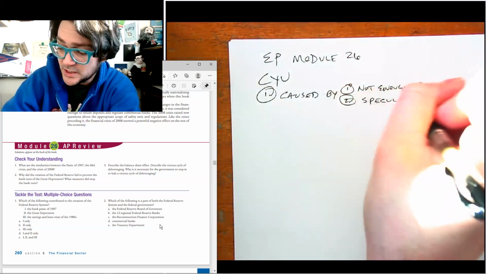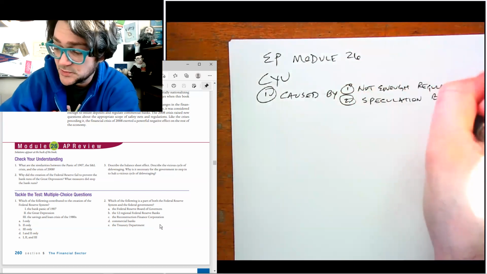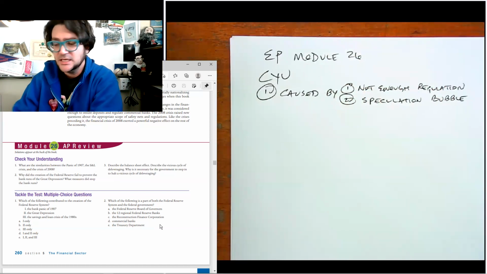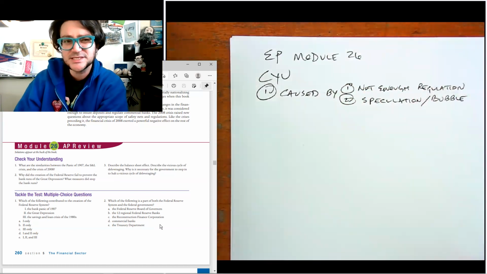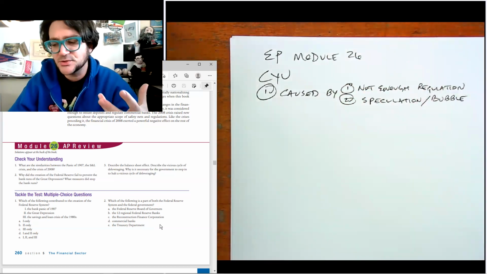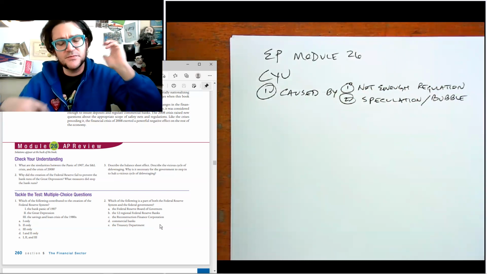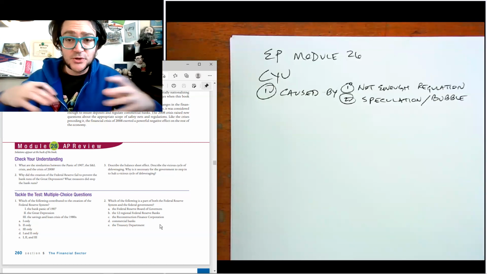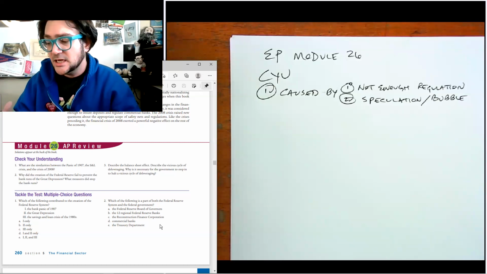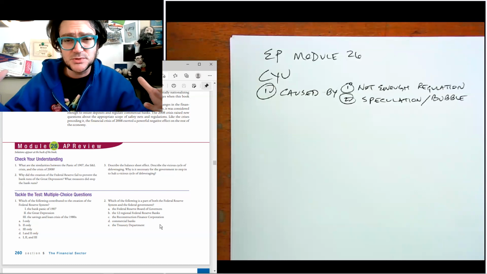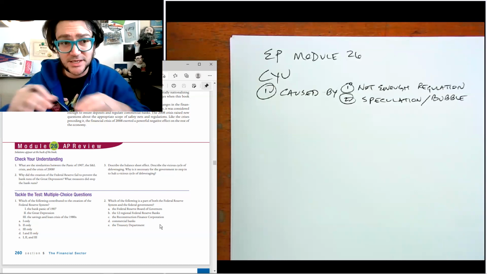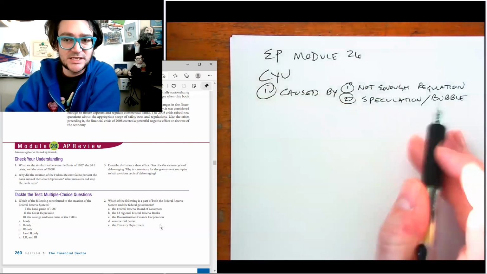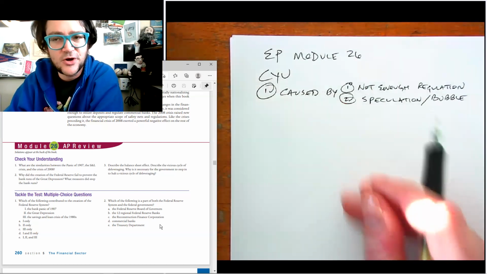A speculative bubble is one where you've bid up the price of an asset, financial asset or something else, to the point where it doesn't meet its underlying intrinsic value. So you have the real estate bubble in 2008. We have had bubbles for hundreds of years in economics, all the way back to the 1600s with something called the tulip bubble in Holland. I encourage you to go check that out. It's interesting. But realistically, speculative bubbles and not enough regulation are usually the cause of a bad situation.